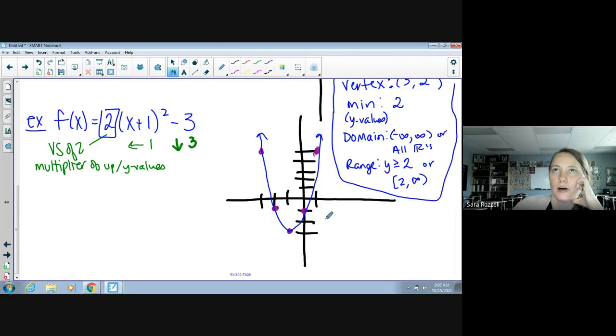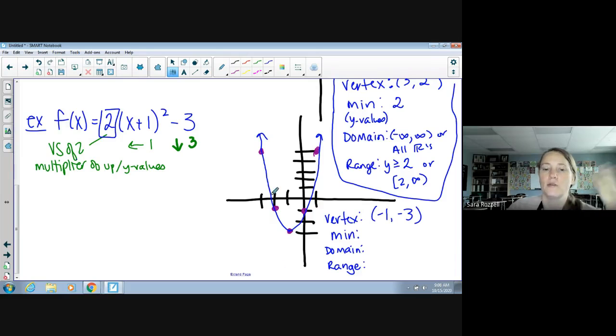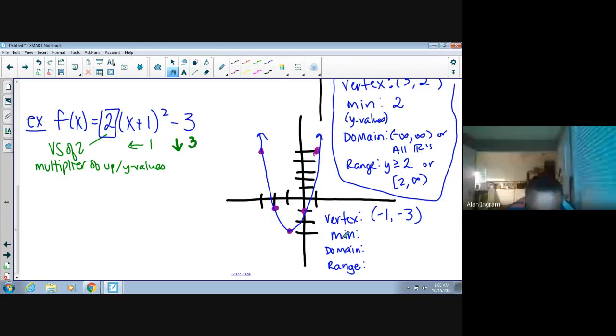All right, so I think y'all are probably getting close. I'll write down what we're finding. Who wants to tell me the vertex? (-1, -3). Good, thank you. And then I said it's a minimum. It's on the bottom. If it were upside down, we'd have a maximum. So this is a minimum. And our minimum value is, Alan? -3.